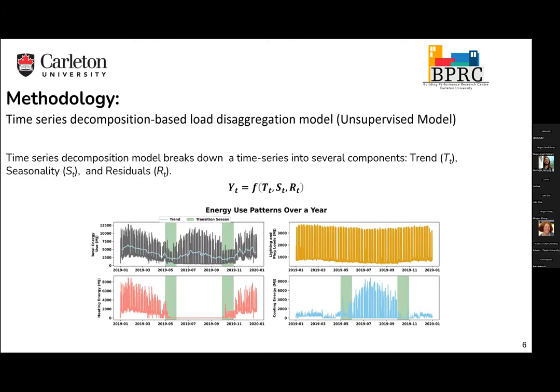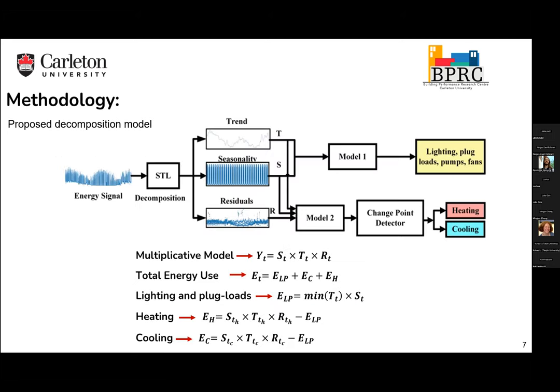The general idea is that you're trying to detect the seasonal switchover, because in the summer you don't expect any significant heating energy use, whereas you expect dramatically increased cooling energy use. So you're just trying to figure out when the signal switchover is happening. There is a change point detection taking place here. I'm not going to go through the math behind this.